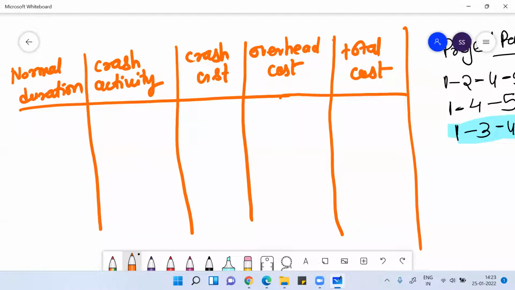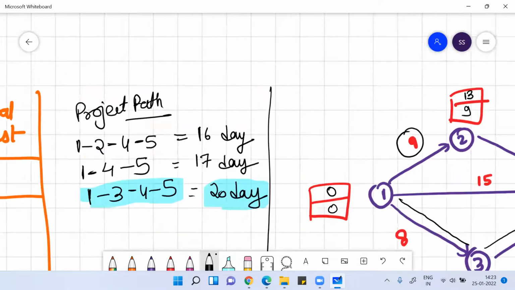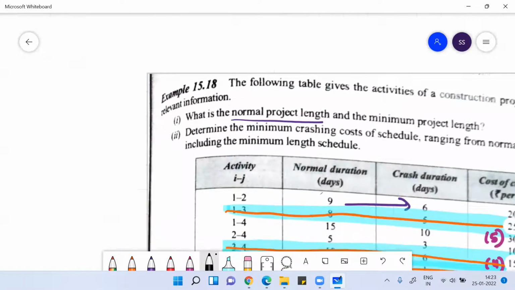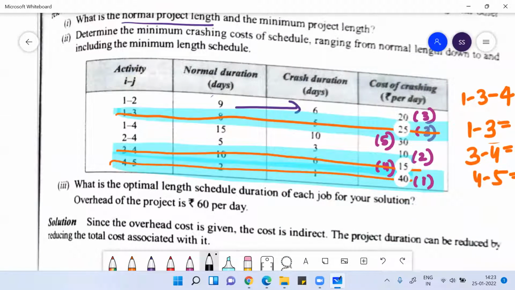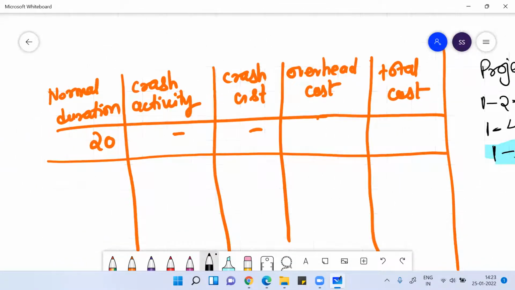So the normal duration, the critical path, was 20 days, with no crash activity and no crash cost. Overhead cost was how much? If you see in this question, the overhead cost is 60 rupees per day. Total duration is 20 days. 20 into 60 would be 1200. So your total cost is 1200.